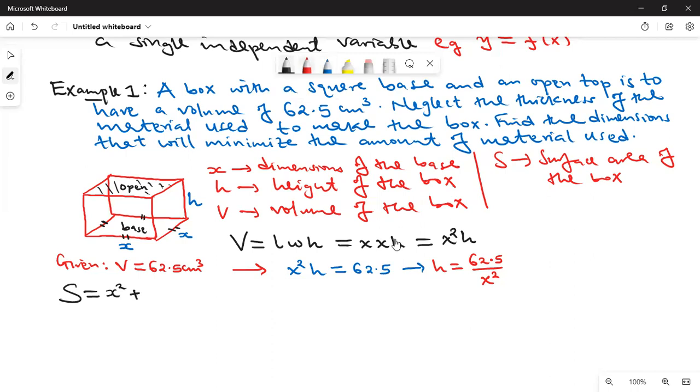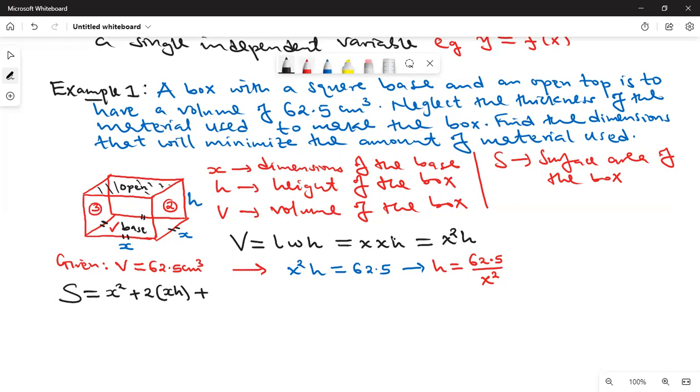Plus, look at the sides. Already we have taken care of the base, which is this. Let's take care of the side. This is side number 2. The base is number 1. This is side number 2 and number 3. Number 2 and number 3 are the same. So those are rectangles. What is the area of those rectangles? There are two of them, so 2 times x times h. The area of each of them is x times h.